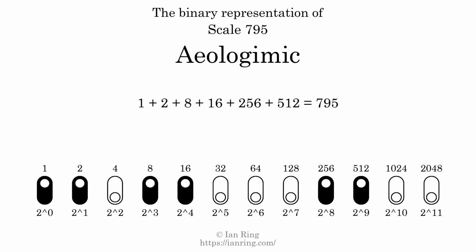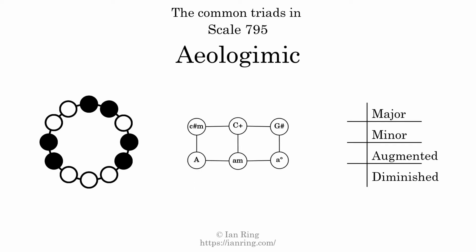The scale number not only enumerates the scale with a unique index, but it also literally describes the tonal content of the scale. Represented as a binary number in base 2, the scale number is 001100001111. Here are the common triads present in this scale.